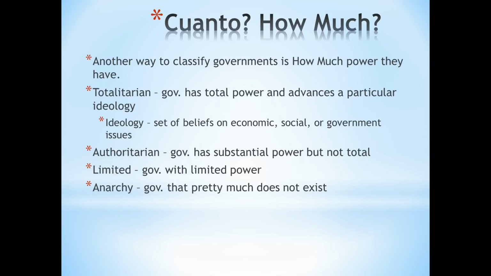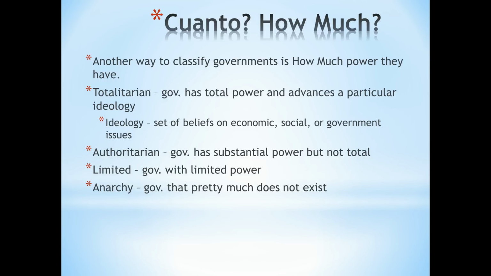Another way to classify governments is how much power they have. Totalitarian: this is a government that has, like it says, total power. It has all the power, and it tries to advance a particular ideology. Ideology is a set of beliefs on economic, social, or government issues, or it could be all of them. They choose a certain ideology and they push that ideology. An example of a totalitarian government would be Cuba. They have total power, there's no room for anybody else to have power, and they push their specific agenda and ideology.